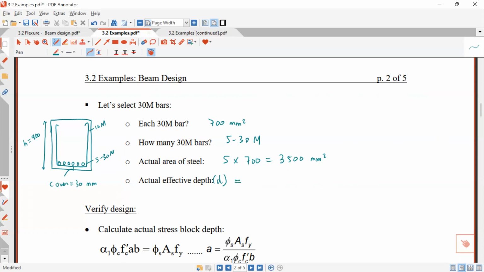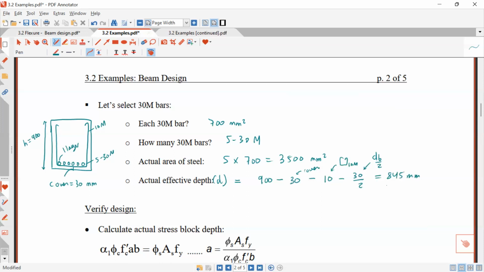Okay, so now we can determine, and we're using one layer, the actual effective depth. So we have 900 minus the cover, which is 30, minus the stirrups, so this is the 10M stirrups, minus half the bar, 30 over 2. So this is dB over 2. Okay, so if I do this, I'm going to get 845 millimeter. You can see the 830 that we used as an estimate was not bad.